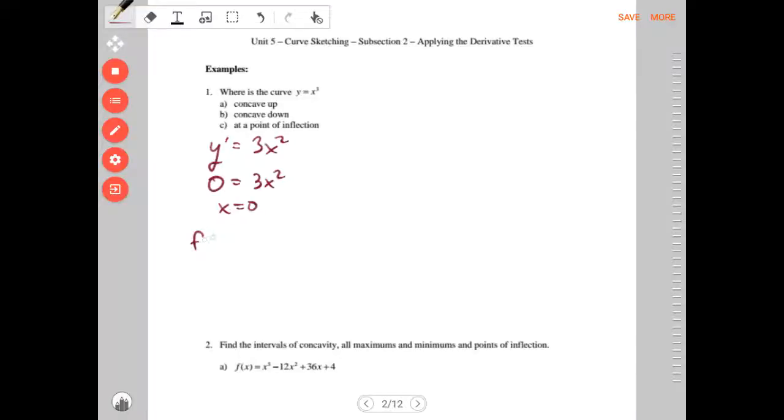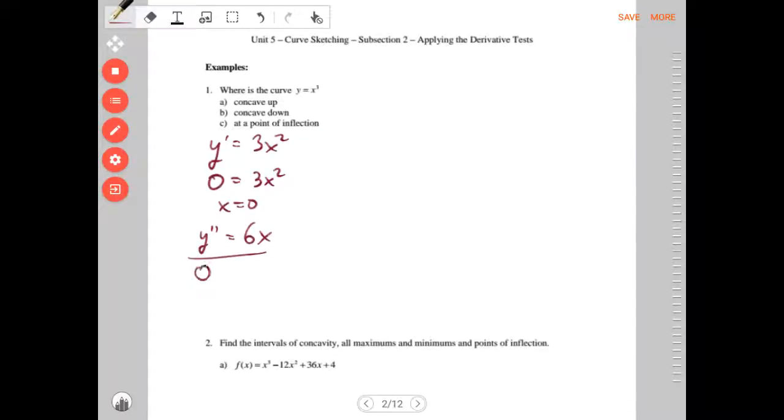So then we figure out, well, it's y this time, but f double prime or y double prime. Okay, so that is 6x. Okay, awesome. So double prime is kind of what we're talking about. This is kind of similar to last unit, we figure out when the second derivative equals 0. So, okay, divide by 6, and x equals 0. Okay, so 0 is our inflection point.